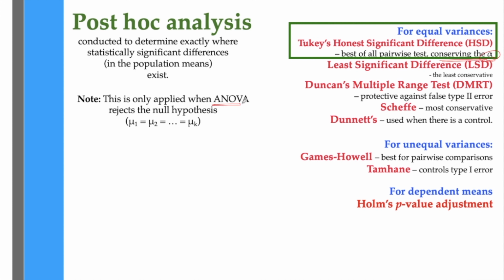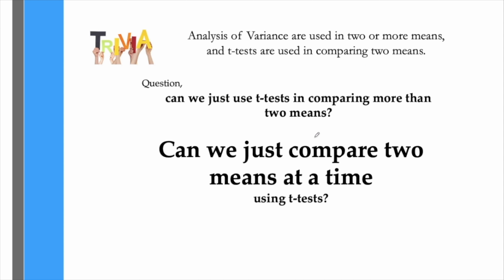Now what ANOVA does is that it actually does not compare two means at a time, but rather it takes a look at the means all at a time first. So this is with alpha 0.05. So to answer this question, can we just compare two means at a time using t-tests? The answer is no. It is because, again, using two means at a time, when comparing more than two means, you are actually increasing the alpha error. So it is not wise to make use of t-test two means at a time.